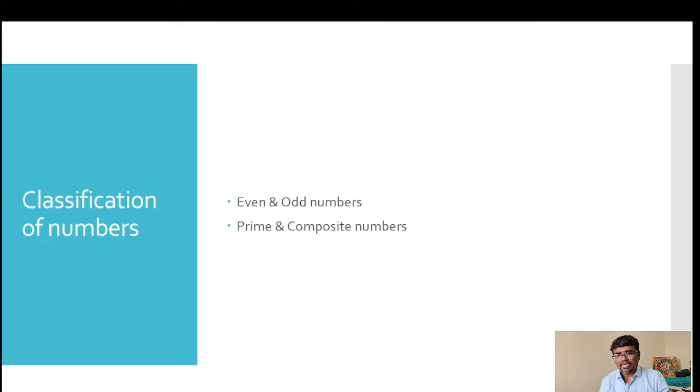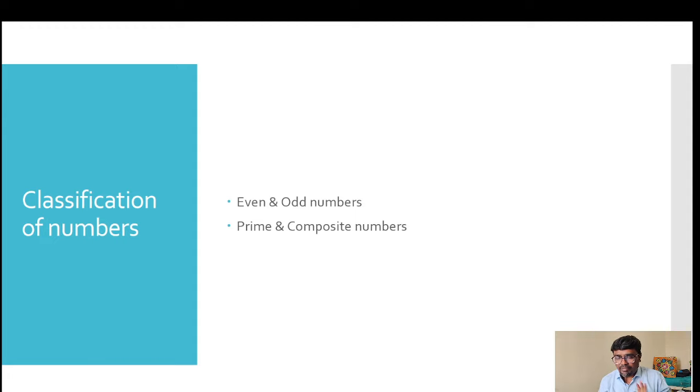Then after, we discussed the even-odd classification also. The number divisible by 2 is an even number. The number not divisible by 2 is an odd number. This classification is applicable only to integers, not to fractions. Fractions can't be written as an even number or an odd number.